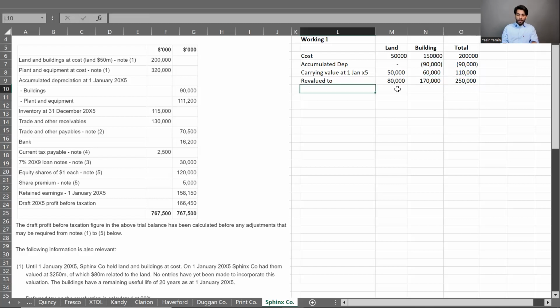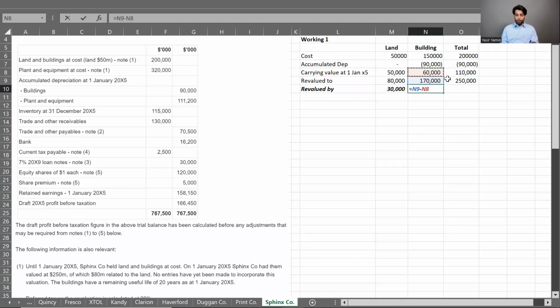Now, your assets have been revalued to a particular level, and this brings the fact that your assets have been revalued by a certain amount. What amount? Previously your land was 50,000. Now it has been revalued to 80,000. So if you take the difference of these two figures, you will get 30,000 as your revaluation amount on land. Your building has been revalued to 170,000, and you put up a minus sign and take the difference from the carrying value, which is 60,000.